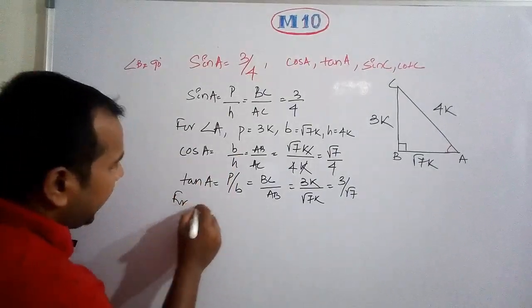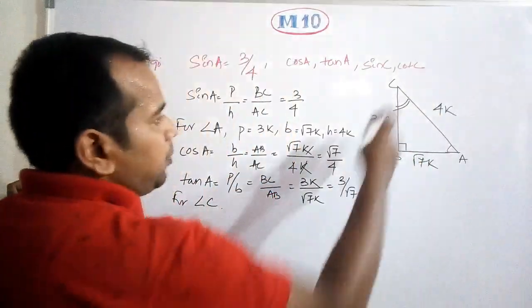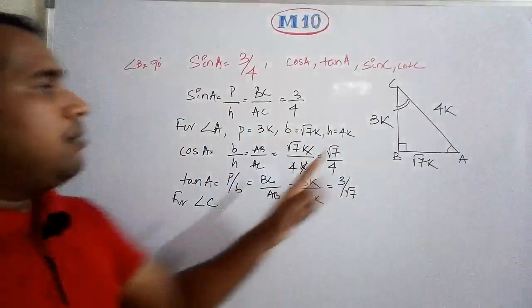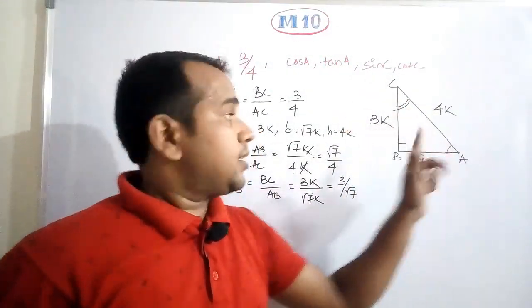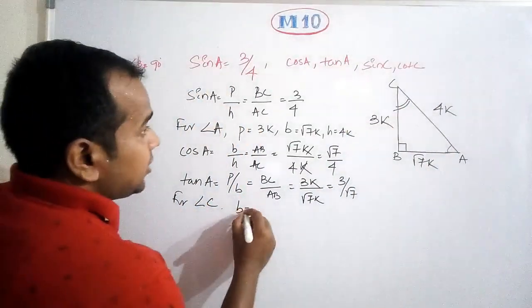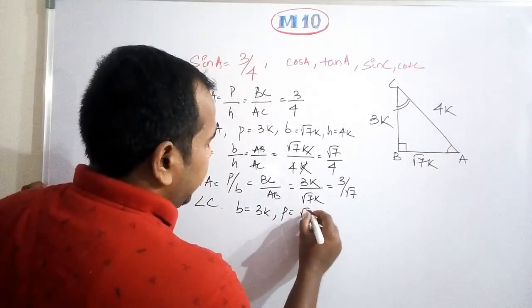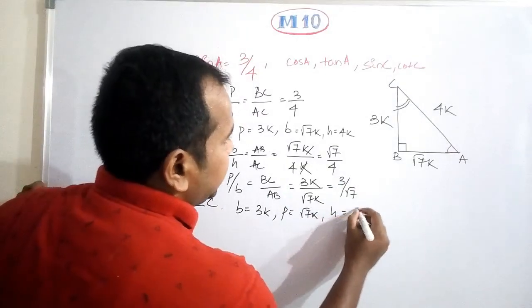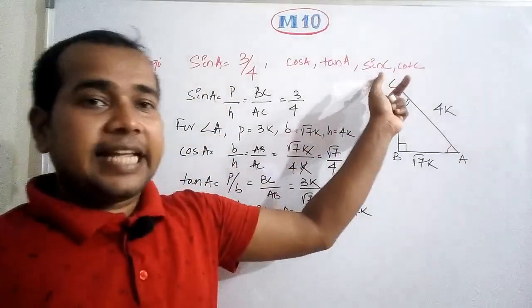Now for angle C, if you consider this angle C, what will be the base? BC will be the base. Remember, the side which is adjacent to the given angle will be your base. So here base equals 3K, P will be your root 7K, and H is as usual 4K. Now put the values to get sin C first.